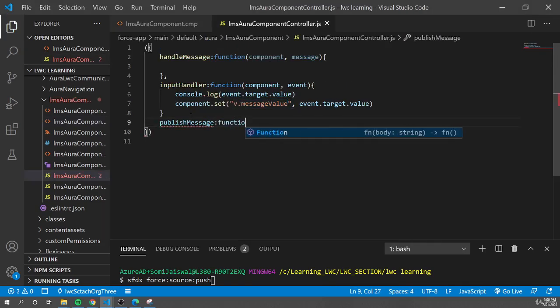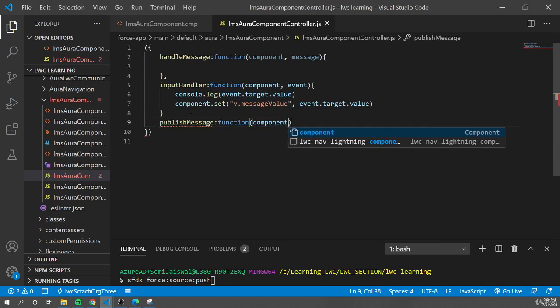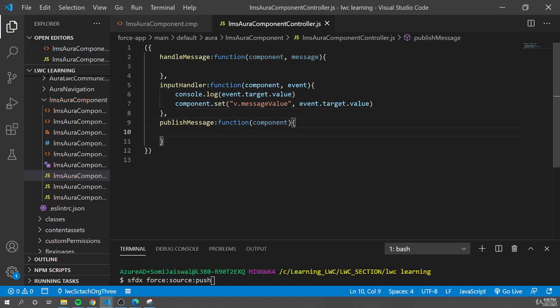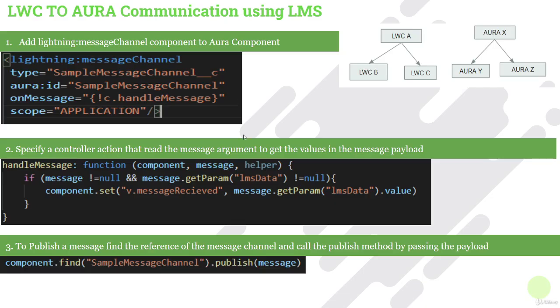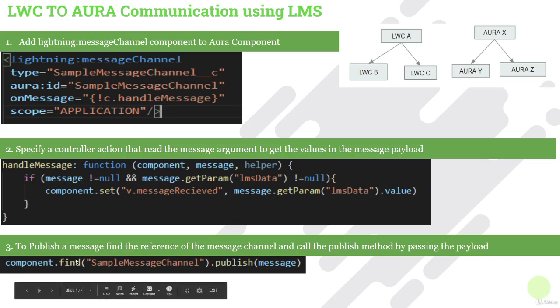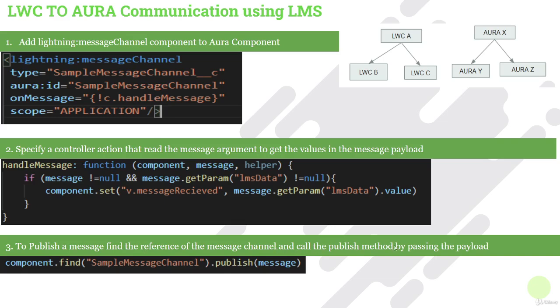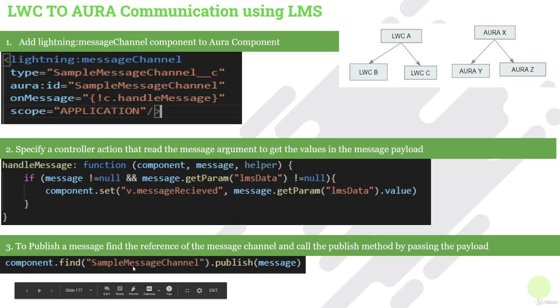I'll say function component, and I need only component here in this case, and we'll write our logic to publish the message here. So let's go to a slide and see how we publish the message. And to publish the message, you need the step 3. To publish a message, you need to find the reference of the message channel and call the publish method by passing the payload. So you need to first call your message channel.